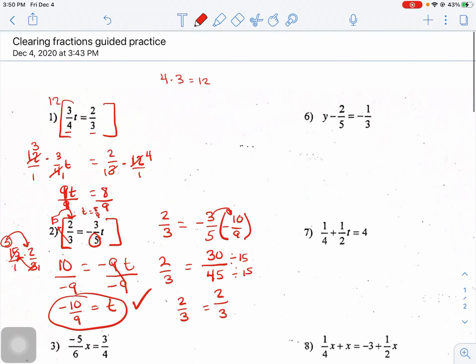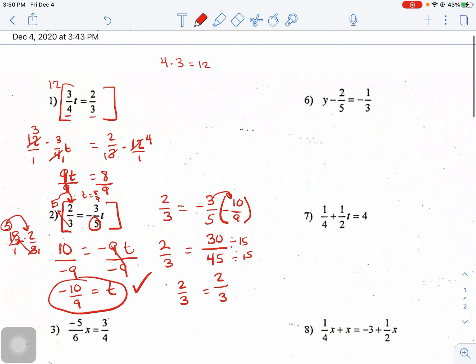All right, so let's go up to number 6. It's a similar one. So here, we're going to go ahead and clear the fraction before we start moving things. So 5 times 3 is 15, so we'll use 15 to clear our fractions. So remember, we have to do every part. So y times 15 is 15y. There's a negative, so we know the negative is going to stay.